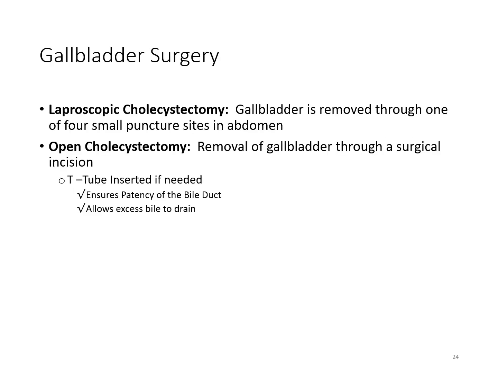All right, so laparoscopic cholecystectomy. So the gallbladder is removed through one of four small puncture sites in the abdomen. So that's just with 4 incisions. So they're letting you know that there's the 2 main types of cholecystectomies. So laparoscopic, 4 incisions are made, tiny ones, or it could be open, and that's the removal of the gallbladder through a surgical incision.